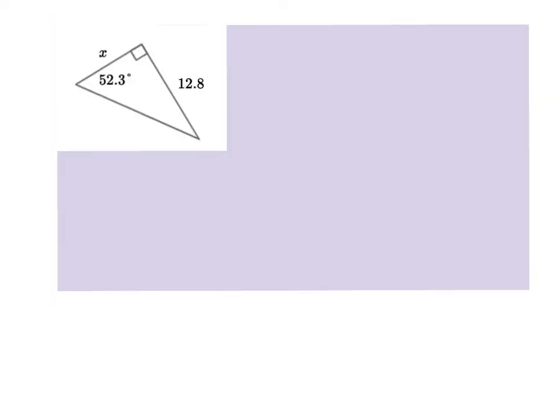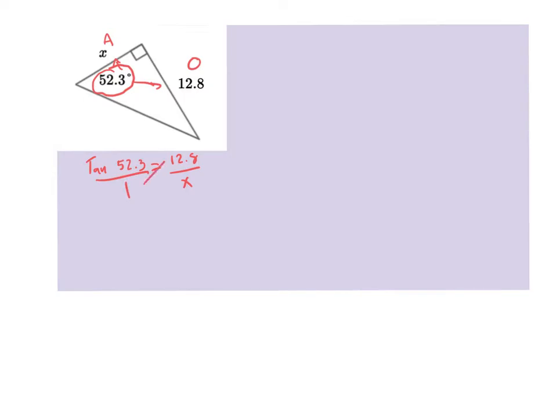Okay, before we put this in our calculator, what we're going to want to do is write an equation. In order to do that, I'm going to start off by looking at my angle, which is 52.3. This is my opposite side, this is my adjacent side, which means I'm going to use tangent. So I'm going to say that the tangent of 52.3 is equal to my opposite side over my adjacent side.